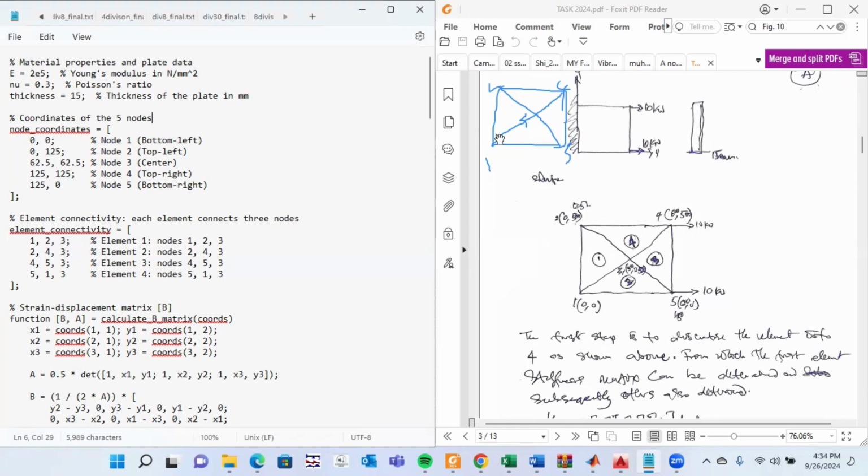So if this is your node 1, this is node 2, this is your node 3, the first element is 1, 2, 3. And the second element is 2, 4, 3, isn't it? So 2, 4, 3. I believe it's straightforward enough, so let's not waste time.